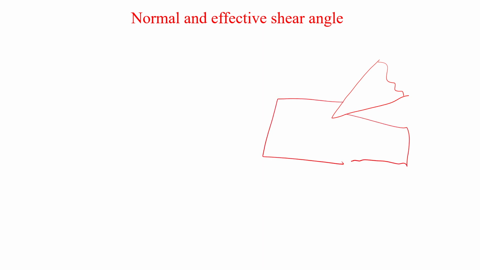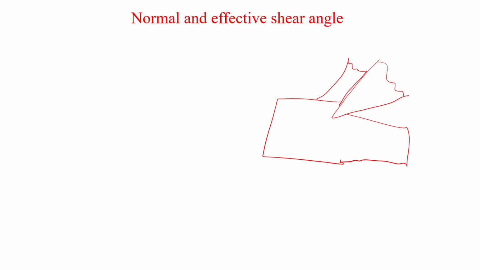Now, going from the orthogonal plane to the normal plane, then to the effective plane, you will have different shear angles also. You know what the shear angle is. For example, this is a tool, a normal tool, and this is a workpiece, and chips are flowing like this.